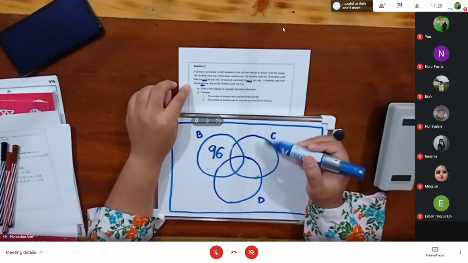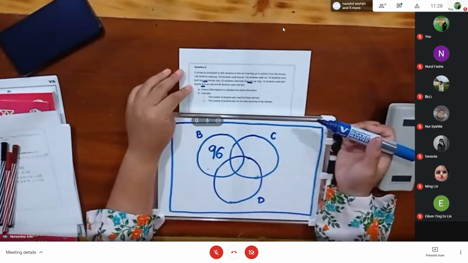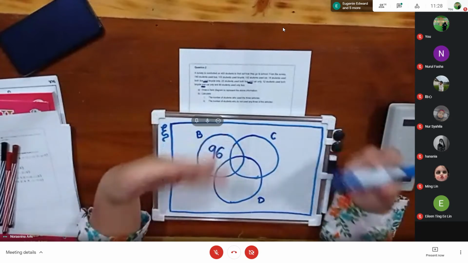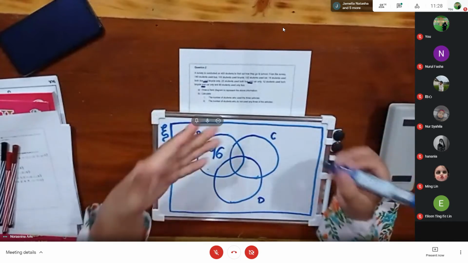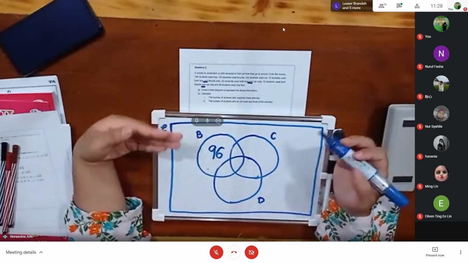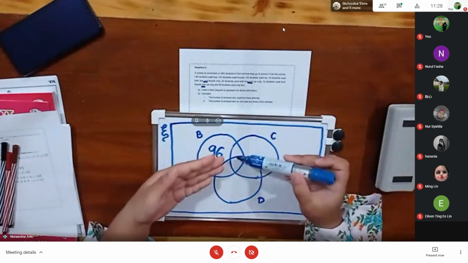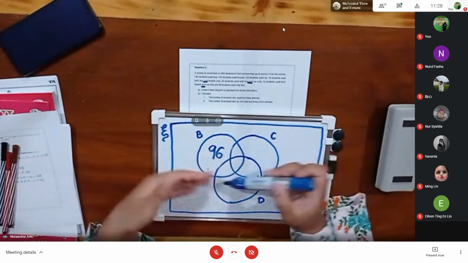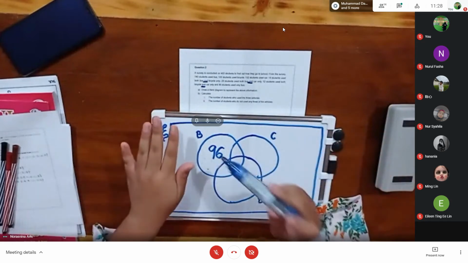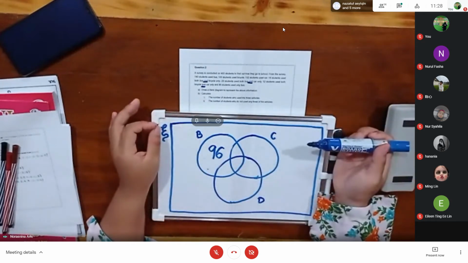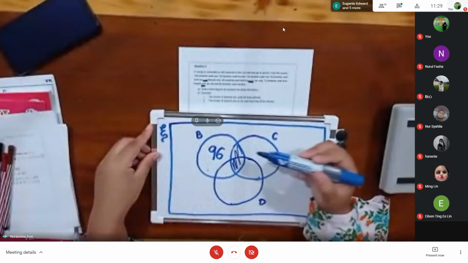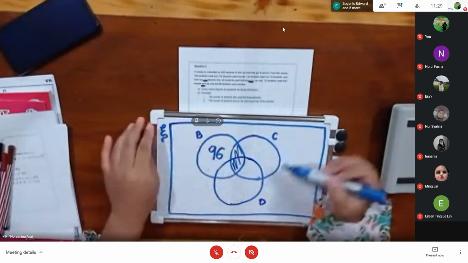Now, is there a statistic for who use bicycle only? None. Okay, there is no. We need to determine the number of students that use bicycle only and car only. Now we fill in the number for the intersection parts. First, we take a look at the bus and bicycle. Students who use bus and bicycle, so the intersection part is this part. This whole part is the intersection of B and C.